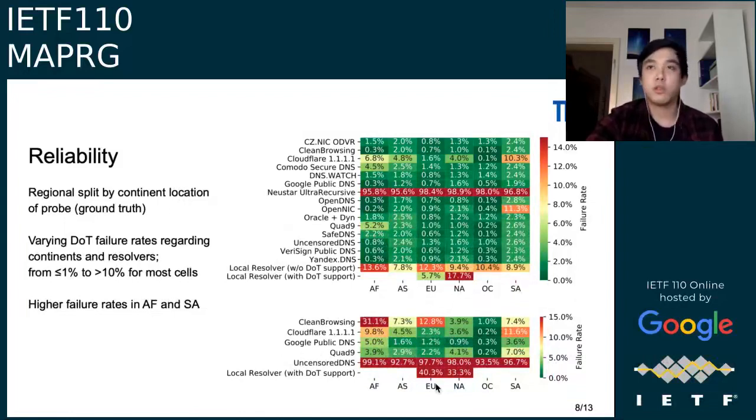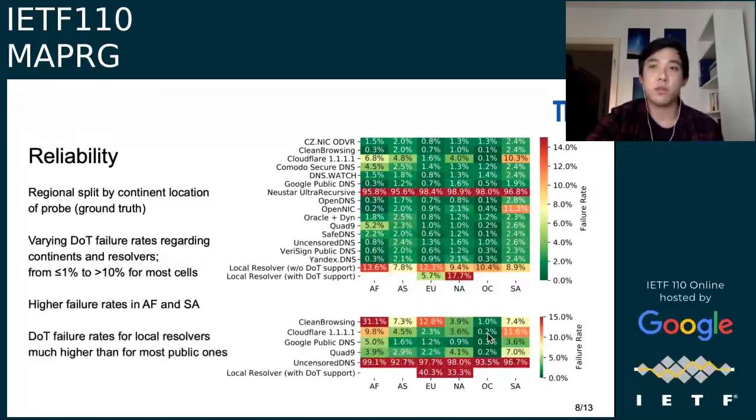As for the local resolvers, on the bottom figure, you can see that we only have results for probes in Europe and North America. As I mentioned before, we only saw local resolvers of 13 probes to return responses at all. And all of these 13 probes were located in Europe and North America, respectively.